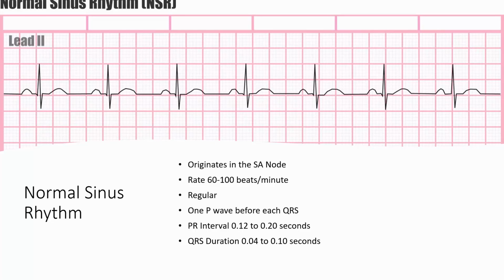Let's talk about sinus brady. The only thing wrong in sinus brady is it's too slow. That is the only thing. Remember, in sinus brady, you're going to have a heart rate that's less than 60. Okay? And in sinus tach, it's too fast. So you're going to have a heart rate that's greater than 100 beats per minute. So those are things you need to realize there.